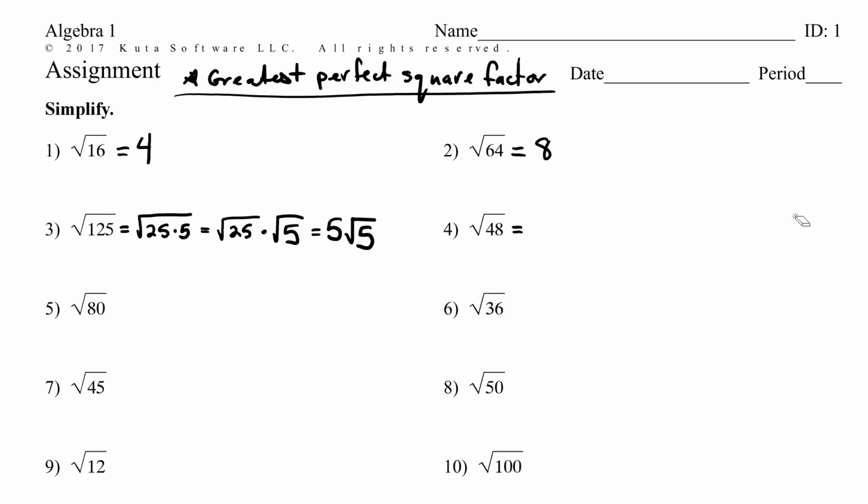So instead, what we can do is we can say the square root of 48 is 16 times 3. And that's just the same as root 16 times the square root of 3, which is the same thing as 4 root 3. Bam. That's my answer.